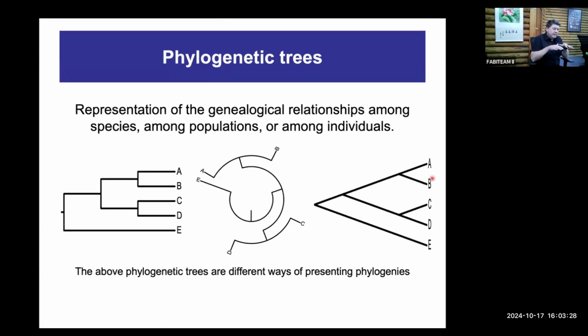Some of us here in the audience are also second year or third year students, and they do not know what a phylogenetic tree is. So I thought it important to just define it. It is a representation of the genealogical relationships among species, even among populations or individuals. And these trees can be presented in different ways. Here I have a rectangular tree that most of you are familiar with.